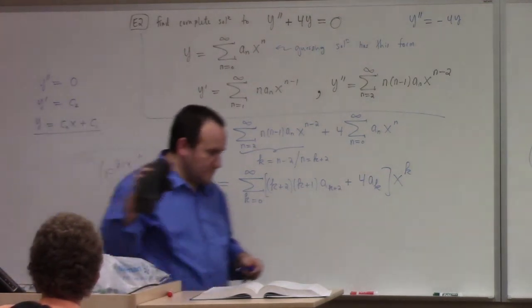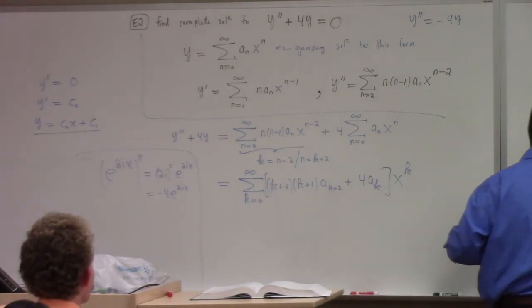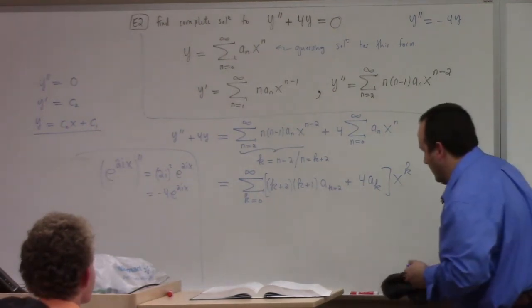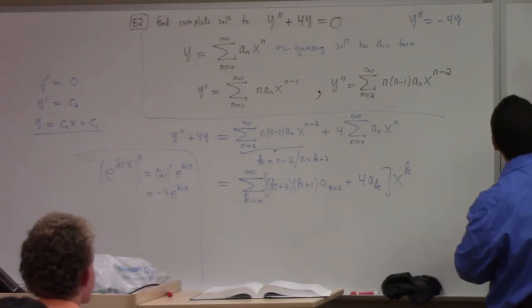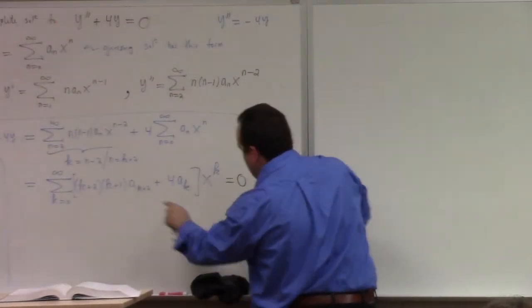Okay, so let me finish this because I asked you guys a couple of problems like this, so I should at least give you an example to work off of, right? All right. So what we have then is we have this has to be 0, right? This has to be 0 for all k.